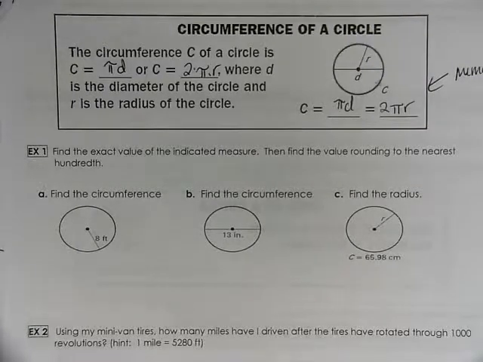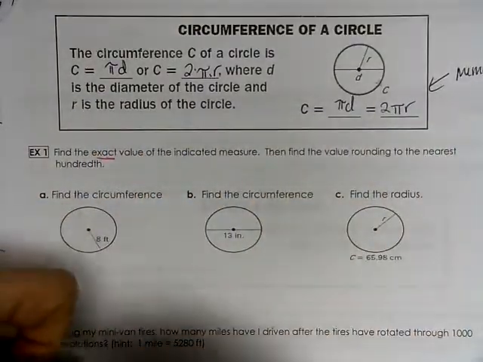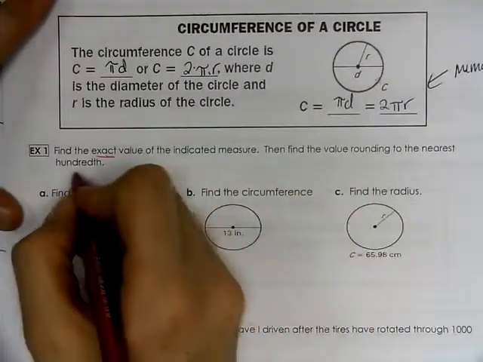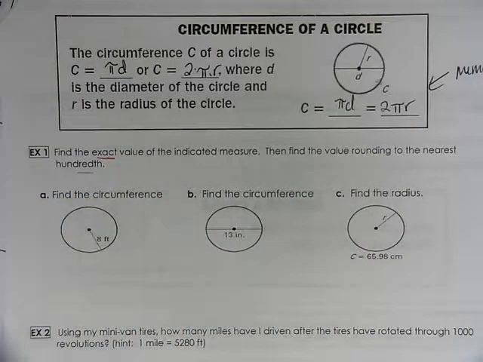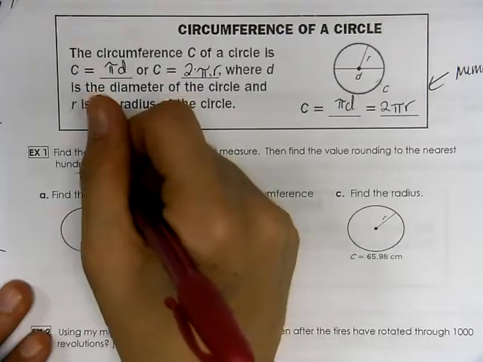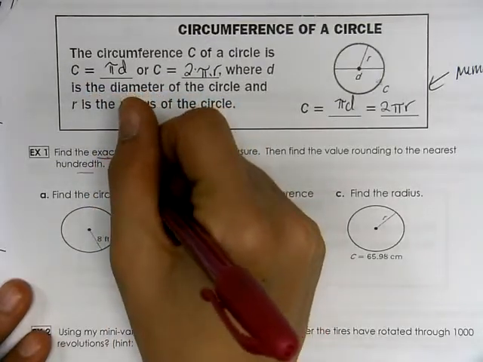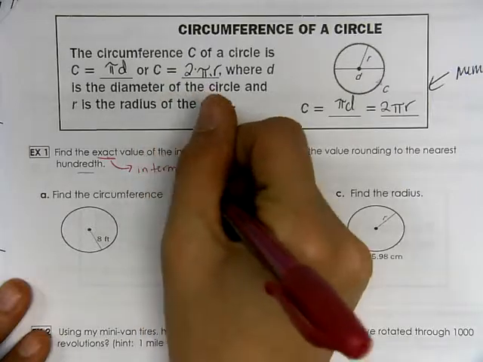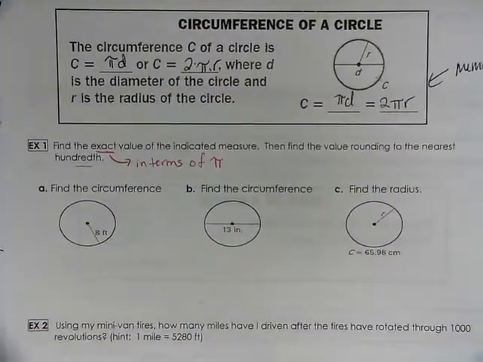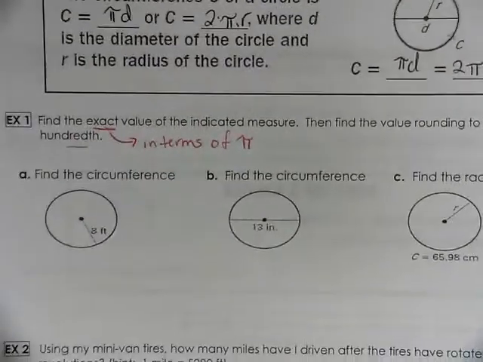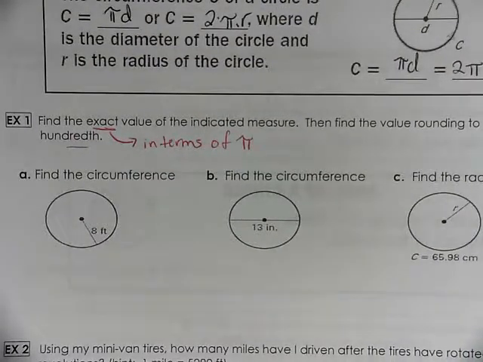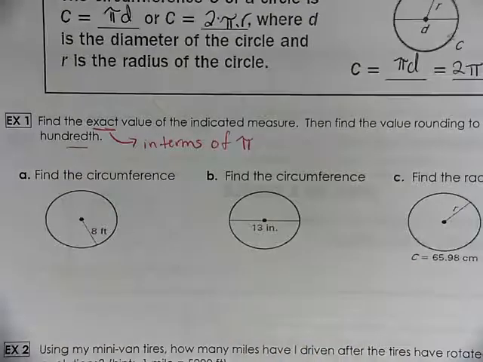It just says find the exact value of the indicated measure, and then find the value rounding to the nearest hundredth. Okay, you need to be careful with the directions. If it asks you to find the exact value, that means I want my answer in terms of pi. So I want like 15 pi inches, 20 pi inches, something like that. If it asks you to round to the nearest hundredth, then you can actually multiply by pi. So unlike chapter 7, you won't always have decimals. Okay, but you need to read the directions.